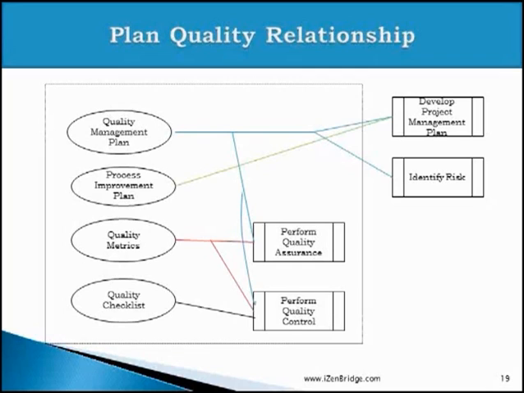The quality management plan also gets used by the identify risk process because if you are only doing two levels of testing, that may trigger a risk of non-conformance. So the quality management plan is also an input for identify risk. The process improvement plan which we generate as an output of the plan quality process is an input for develop project management plan. The quality metrics and quality checklist which we are producing: quality metrics are primarily used in quality control and quality assurance, and the quality checklist is primarily used in quality control.